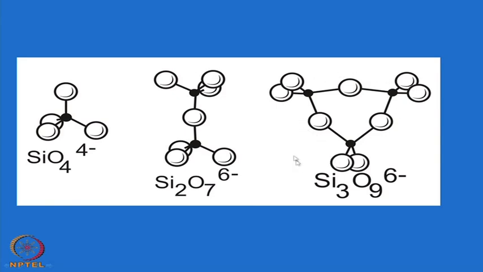It can form a ring of this nature. Two silicon ions once again are sharing an oxygen, and out of the 4 oxygens, 2 are actually shared. Here none of the oxygens are shared between silicon ions, whereas here one oxygen is being shared by 2 silicon ions. In this structure 2 of the 4 oxygen ions of each tetrahedron are being shared by silicon. Okay. So, there is a ring formation, what we call a 3-member ring formation, and the overall unsatisfied charge is 6 minus. So, Si3O9 6 minus.